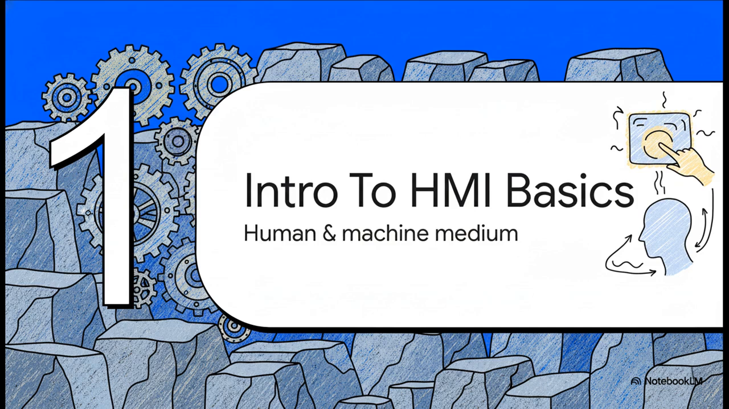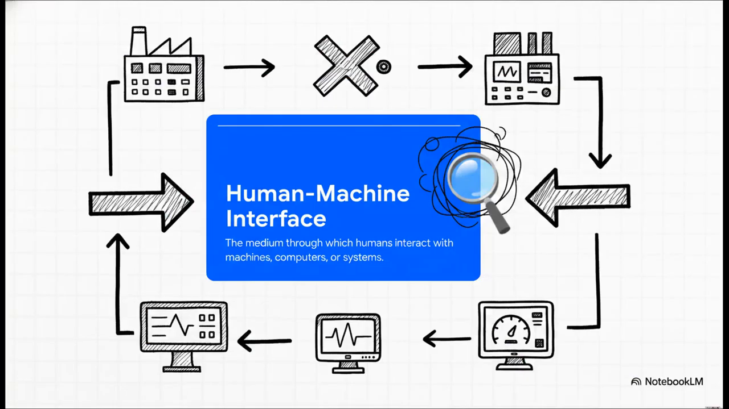Section 1. Introduction to HMI Basics, the fundamental medium between human and machine. So at its absolute core, an HMI is the vital communication bridge between human users and complex machines. It's the design and use of computer technology focusing precisely on that interaction. Think of it kind of like a translator. Without it, a machine's capabilities are just completely locked away from us.